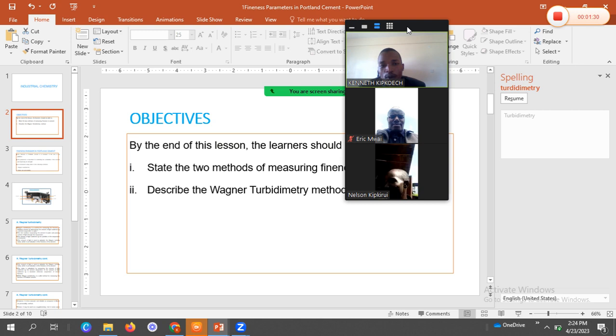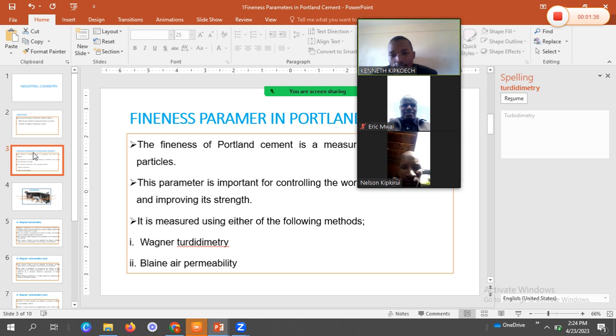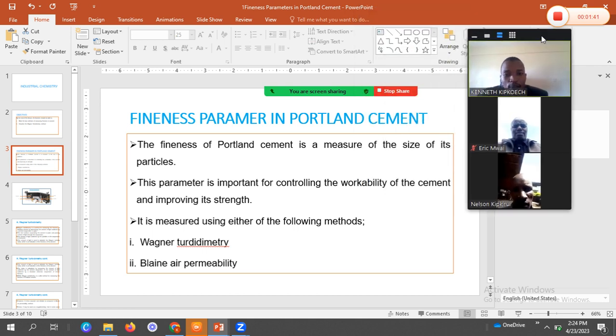So let us start. Generally, the fineness in Portland cement is a measure of the size of the particles that is found in a processed cement. Actually, the parameter fineness is used as an important factor for controlling the workability of the cement, and the fineness improves the strength of a cement. And as I have said, it is measured in two methods.